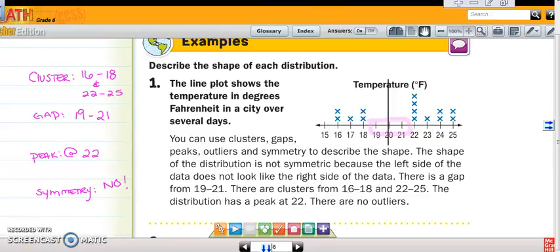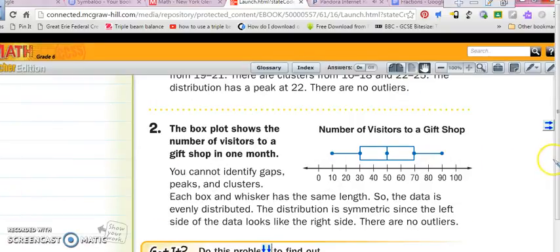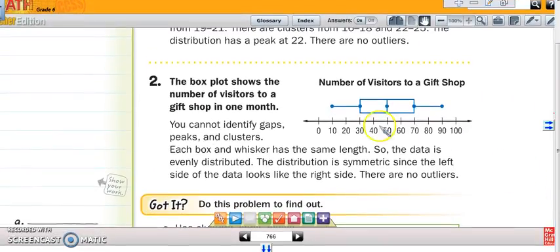All right, let's keep going. Here's a box plot. We can't pick out any gaps, we can't pick out any peaks, we can't pick out any clusters, but we can say if it's symmetric. So if I split this down the middle, is this side the same as this side? Yes. So the distribution is symmetric since one side looks like the other side. And you also can say that there aren't any outliers.